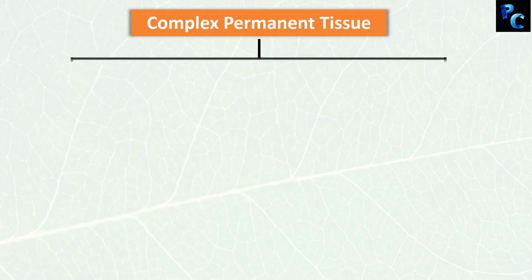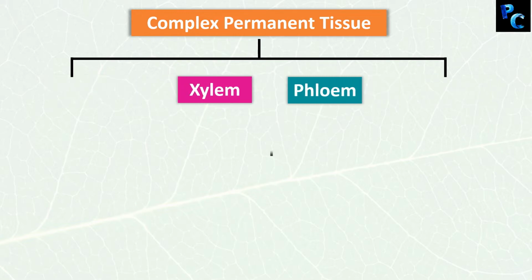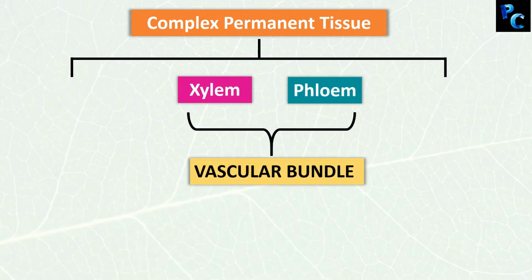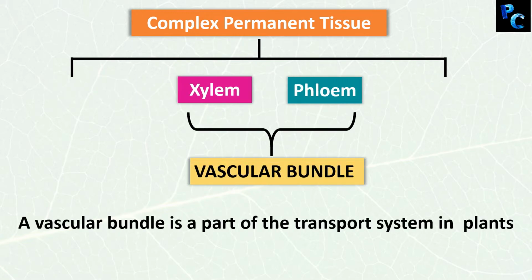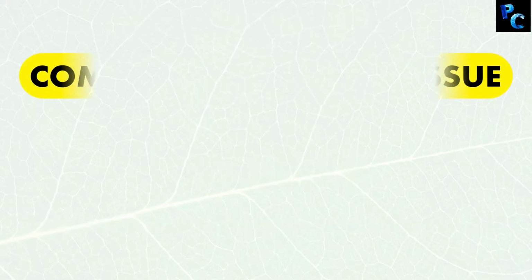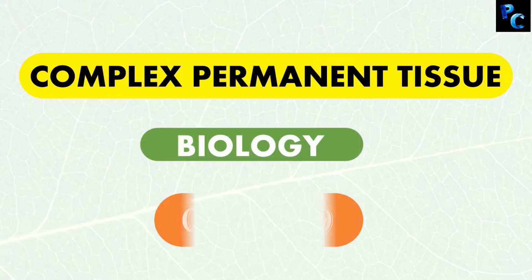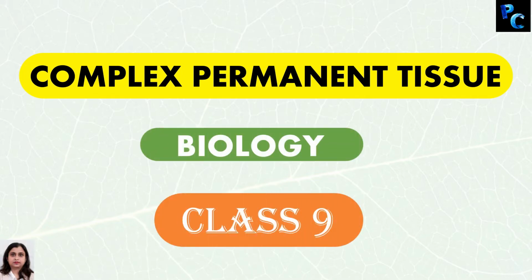In plants, two kinds of complex permanent tissue are present, the xylem and the phloem. Together they are called the vascular bundle. A vascular bundle is a part of the transport system in vascular plants. That means this tissue helps in transport within the plants. So today, students, we are going to learn about complex permanent tissue, biology, class 9.